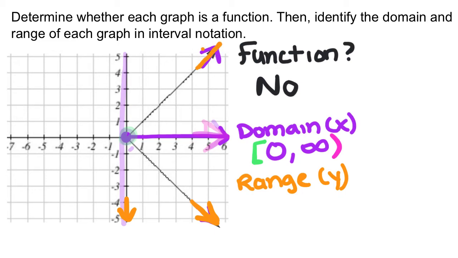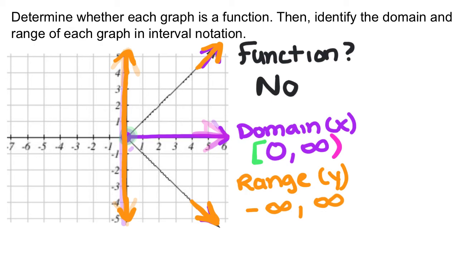Now for the range, the lowest possible y value is given by this arrow, so it decreases forever, and the highest possible is given by this arrow as well, so it increases forever. So my range continues forever and ever. So since I have the arrow pointing down, meaning it keeps getting smaller and more negative, I would have negative infinity. And since I have my arrow pointing up, meaning it keeps getting bigger, it approaches positive infinity.